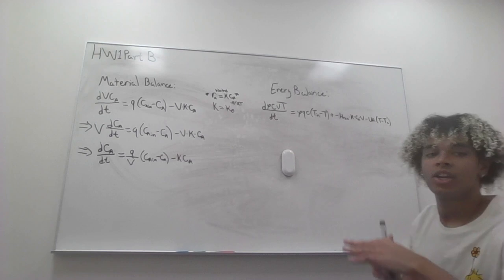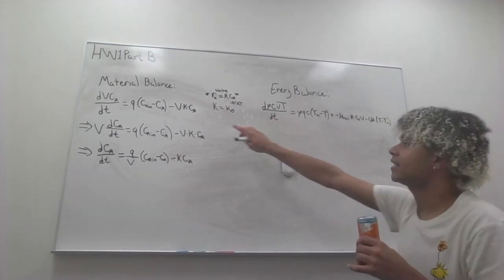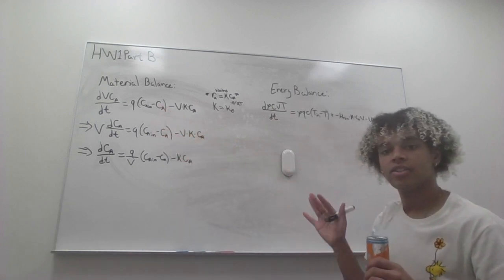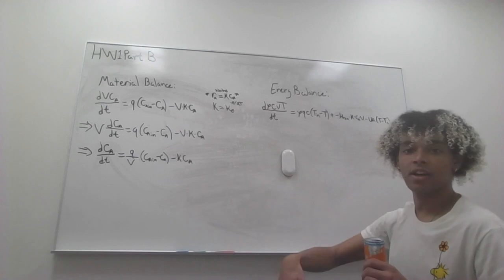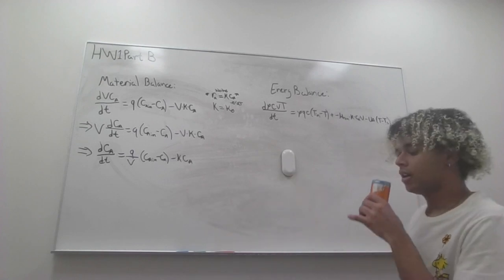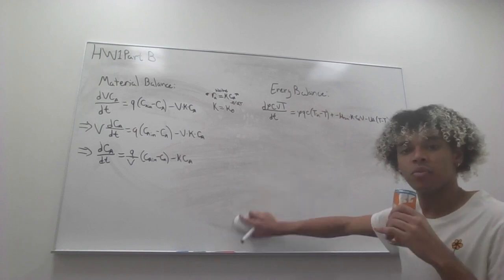So now we're going to move over to the energy balance. Again, this and this problem, those are general material and energy balance equations for a CSTR at an unsteady state. And so we're going to then derive this to get it to an equation that will work better for us.